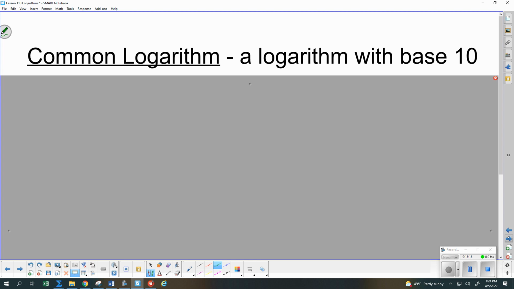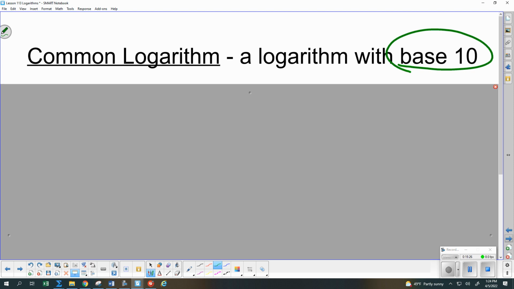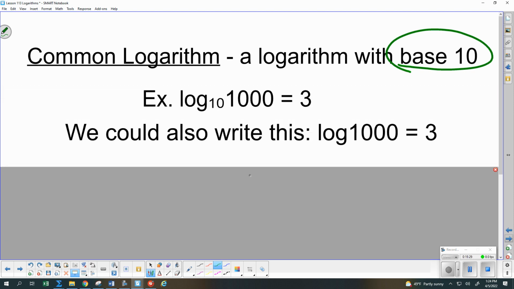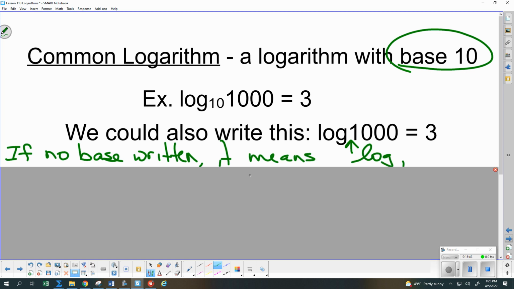Okay, with logs, we have a couple of special ones. If it is base 10, that shows up so often in actual problems, it's so common that we call it the common log. And because it's so common, we don't even have to write it. If no base is written, it means log base 10 of whatever. And do you buy that as 10 cubed, 1,000?